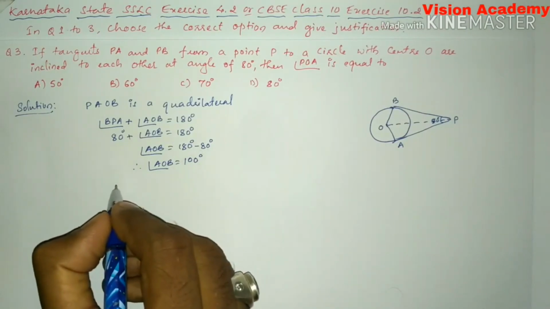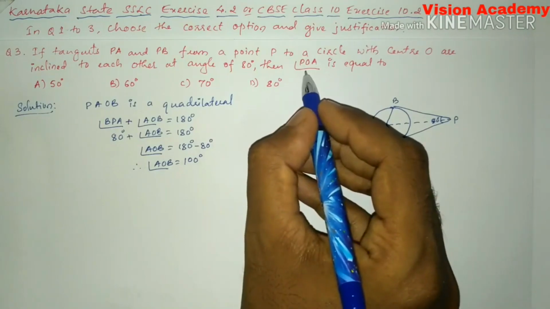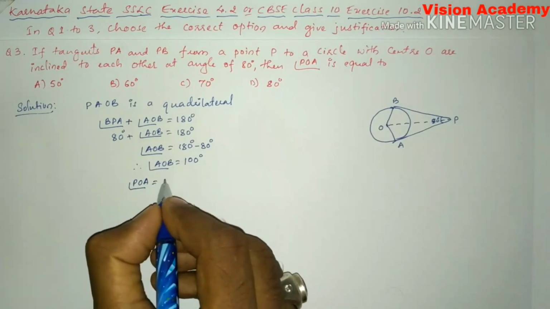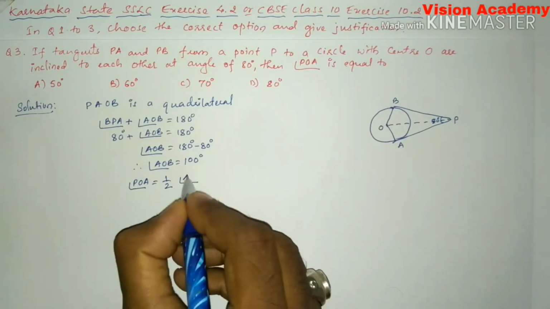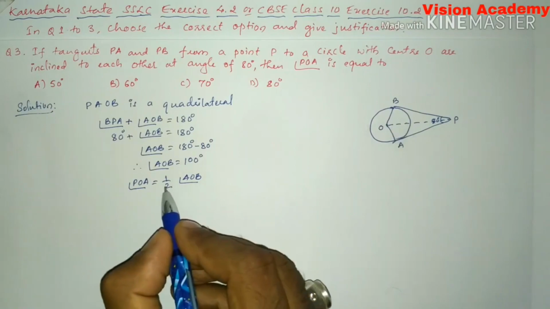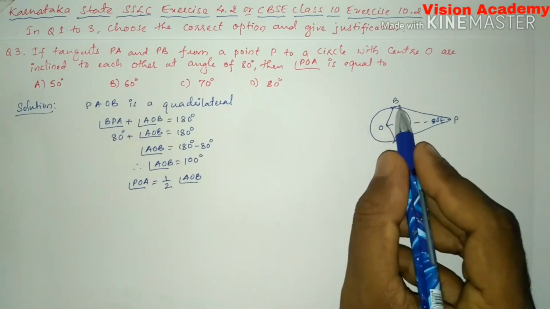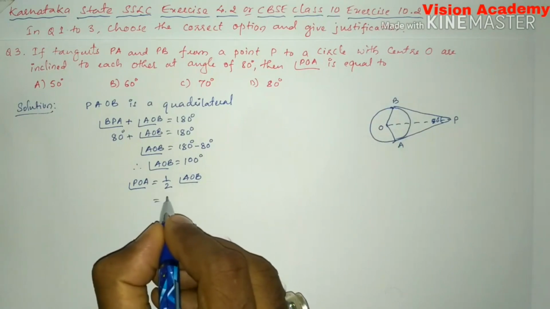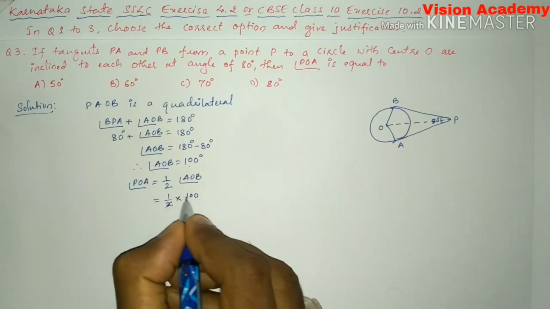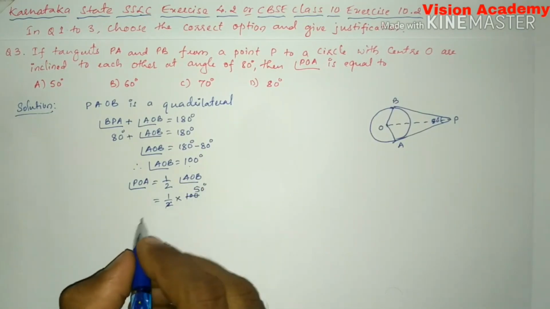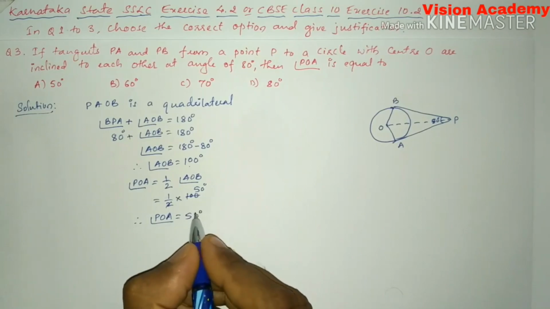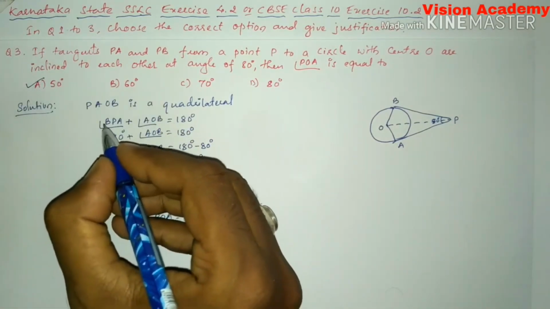Now, we will write angle POA because we need to find the angle POA. Angle POA is equal to half of the angle AOB, just because we need to find POA, that's the reason it is half of AOB. Here POA is equal to half of 100, which is 50 degree. So therefore angle POA is equal to 50 degree. Here option A is the correct answer.